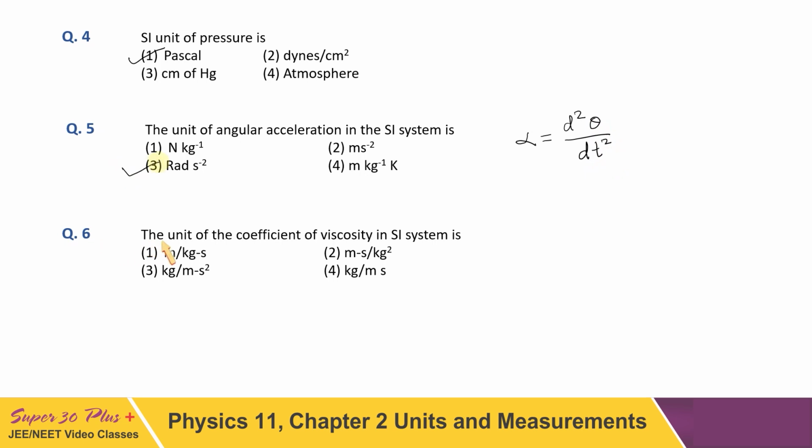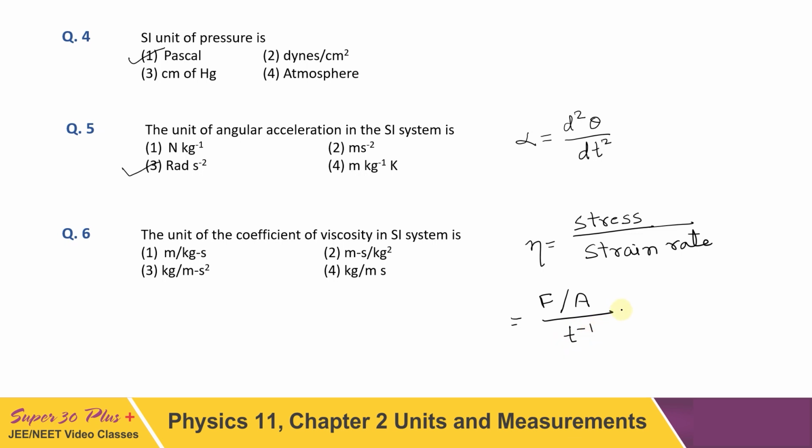Now the last question. The unit of coefficient of viscosity in SI system is. The given units are here. Let us see what is the formula for coefficient of viscosity. Eta is equal to, coefficient of viscosity is defined as stress upon strain rate. Now stress can be written as force upon area, this whole divided by strain rate. As we know, strain is unitless, so it has to be only time inverse because this is rate of strain.